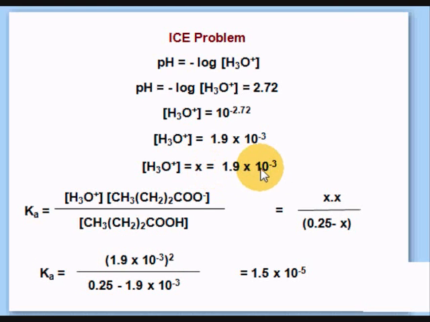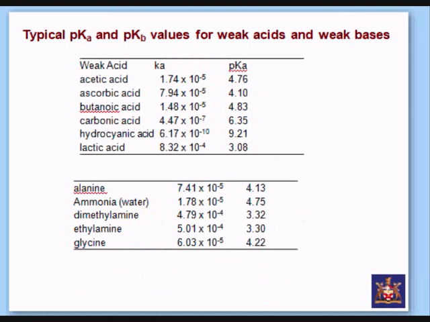In any case, X is 1.9 by 10 to the minus 3, squared, and underneath you've got 0.25 minus 1.9 by 10 to the minus 3. Plug and chug, and the answer for the constant of dissociation is 1.5 by 10 to the minus 5. And there you go, that fits in pretty well with our typical pKa values and Ka values for weak acids and weak bases. The 10 to the minus 5 that we just got fits the empirically established values. So that's good to go.